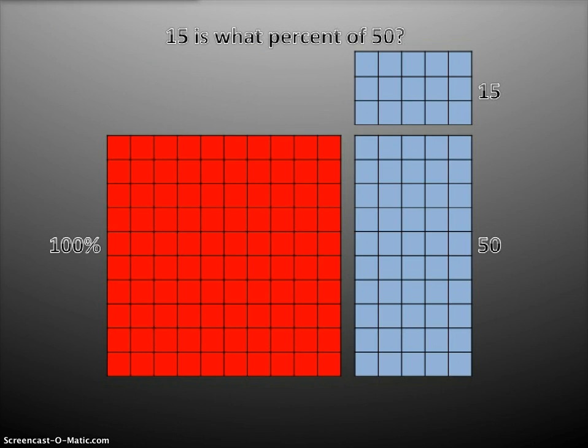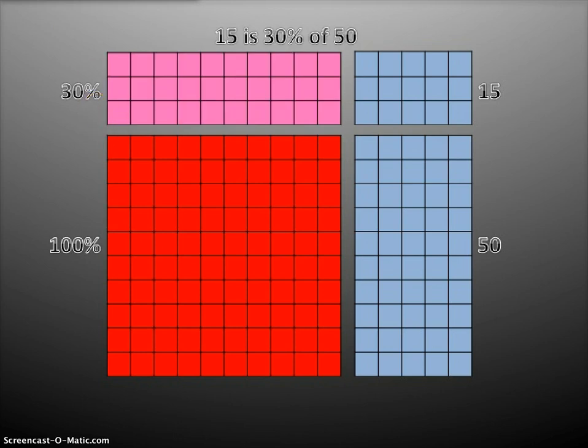All we need to do is complete the rectangle. We complete the rectangle by filling in the top left corner. We can see here that we have 10 along this side and 3 along this side, and 3 times 10 is 30. So 15 is 30% of 50.